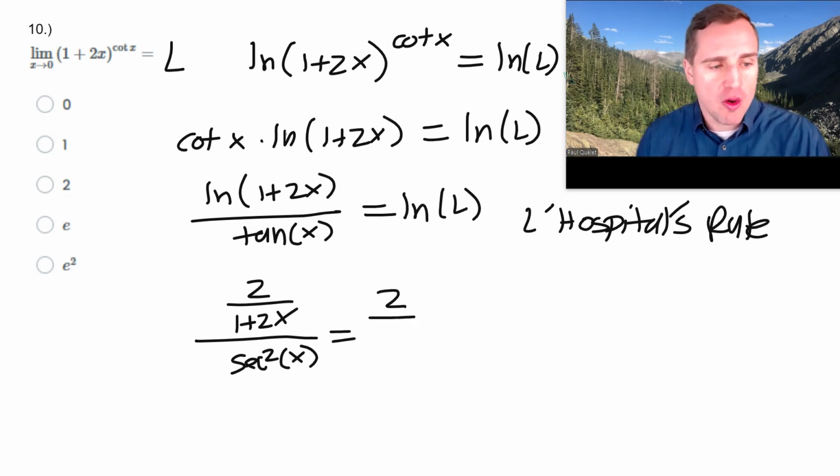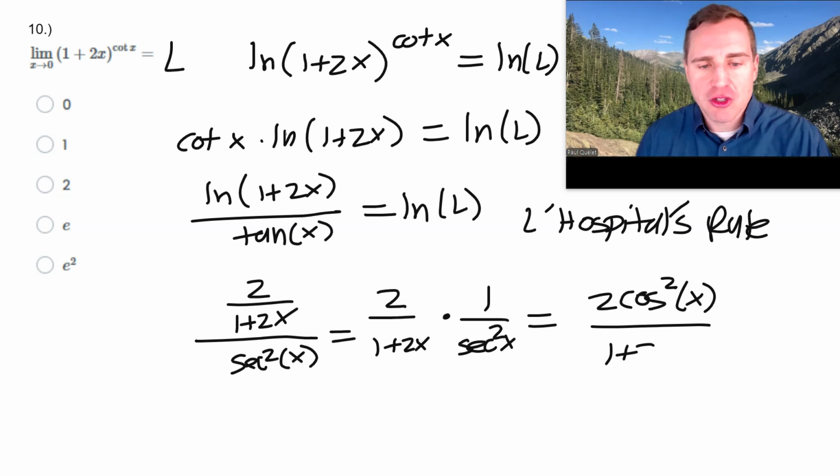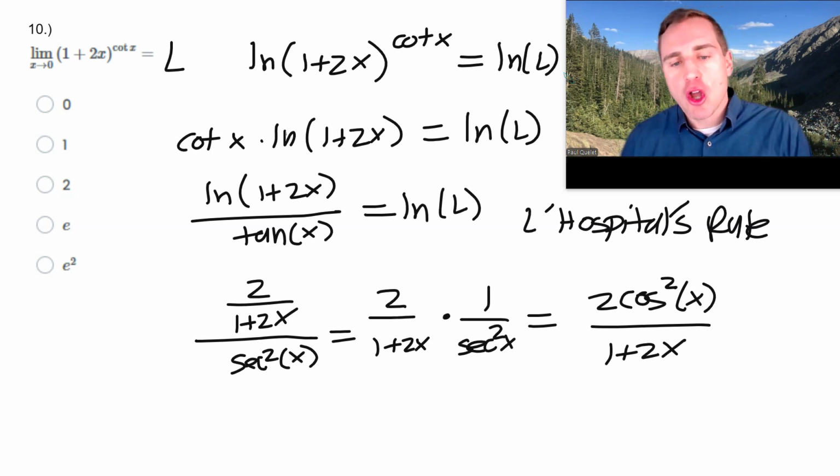So this is 2 over 1 plus 2x times 1 over secant squared x. But wait a minute, 1 over secant squared x, that's just cosine squared x. So this is exactly 2 cosine squared x over 1 plus 2x. Now that is much easier to plug into, namely 0. So if I put in 0, the cosine of 0 is 1. Cosine of 0 being 1 squared is just 1 times 2.